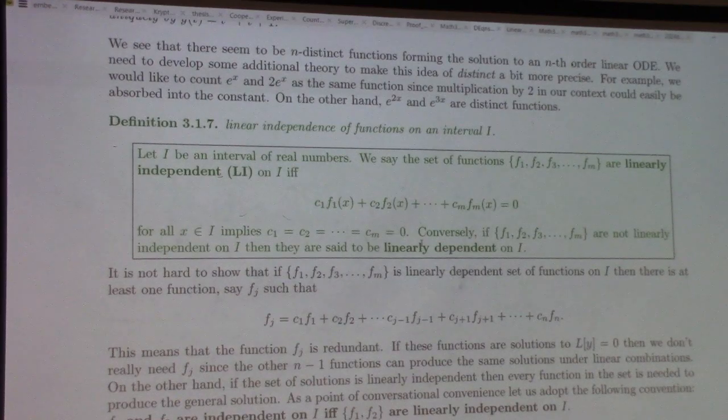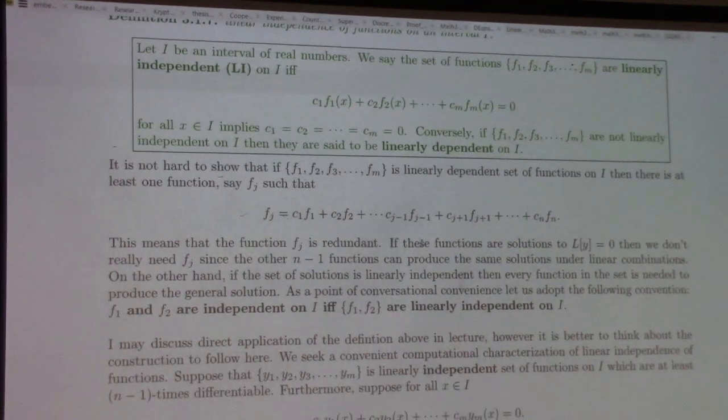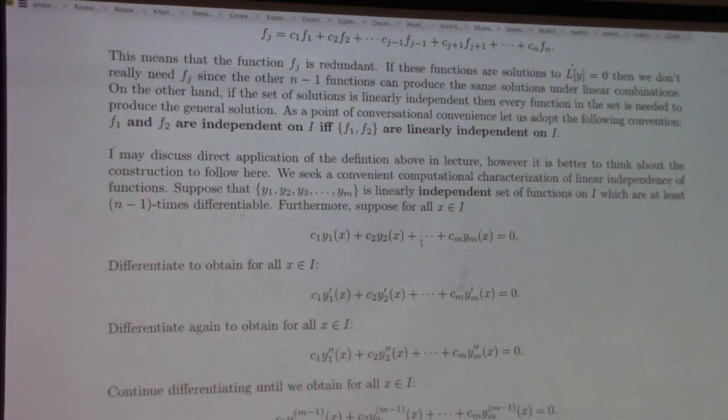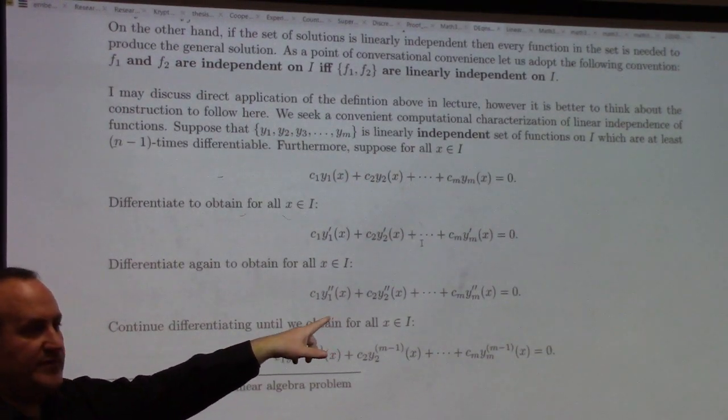Because what we're ultimately interested in here is solving the nth order problem. And to do that, we must find a set of n linearly independent solutions to the homogeneous problem. And just to be clear, we're going to try to solve the homogeneous problem to start with. Then we're going to bootstrap our way up to solving the non-homogeneous problem after we do that. All of my examples so far were homogeneous problems.